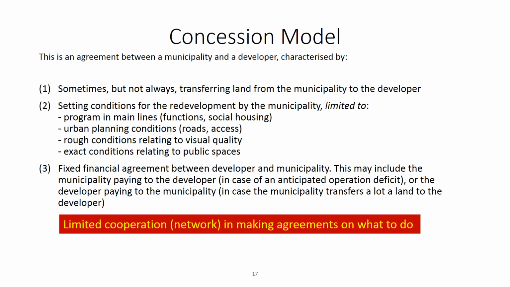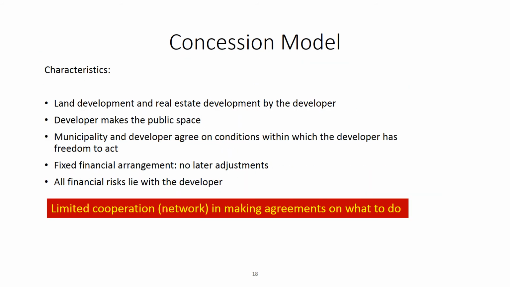And of course a financial agreement will be part of this as well. So again, a lot of the work is done by one of the parties, in this case the developer, but the way that they do it is under certain conditions that are agreed about in advance. These characteristics that we just discussed are also provided in this slide from the concession model, where you can see that the developer does a lot of work in developing the public space, but they have made agreements on how this is going to be done and what the basic characteristics of what the public space will look like, and the fixed financial arrangement that comes with that. So again, this is an example of limited network cooperation.